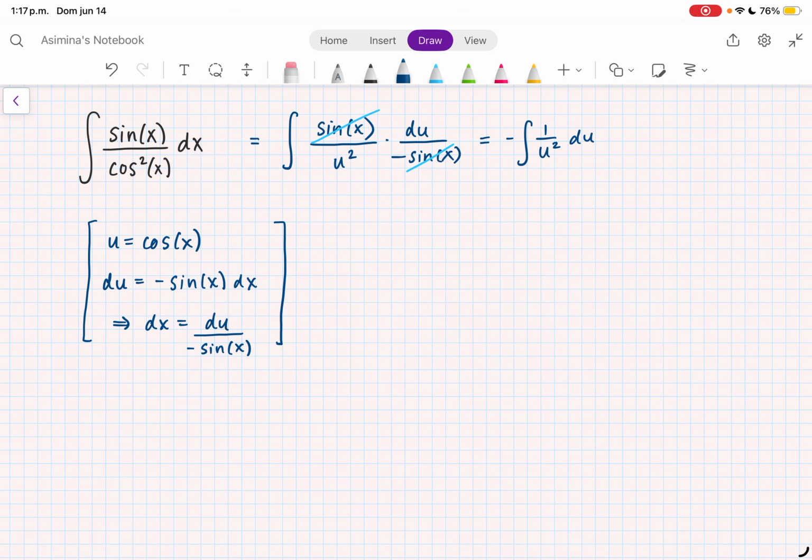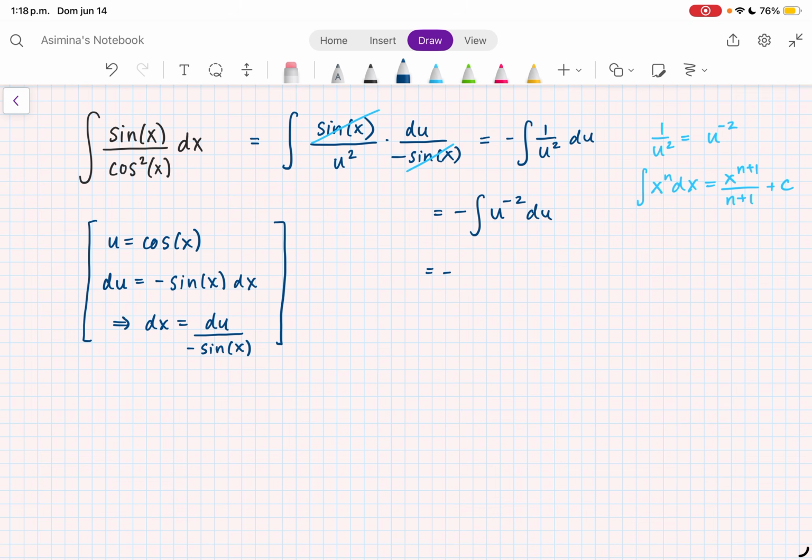Okay, now if we want to find the antiderivative of 1 over u squared, it might be easier to rewrite 1 over u squared as follows. So we have 1 over u squared, that's equal to u to the minus 2. Now why is this easier? Well, it's a little easier because now we can use our power rule for antiderivatives, which tells me that the integral of x to the n dx equals x to the n plus 1 over n plus 1 plus c. So rewriting my integral, we have negative integral u to the minus 2 du.